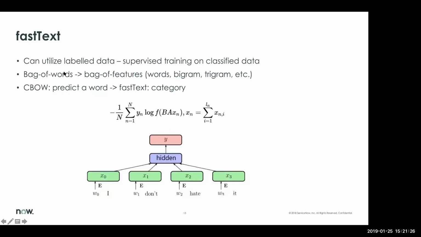Another improvement is that instead of using bag of words, it uses bag of features, which is a mixture of words, bigrams, trigrams, or even 6-grams. In practice, it uses words, bigrams, and trigrams together, and averages these 3 embeddings.